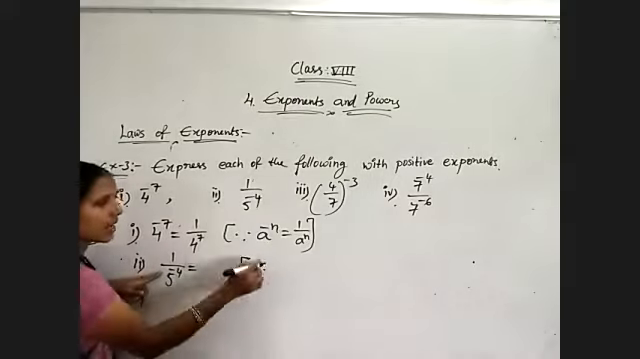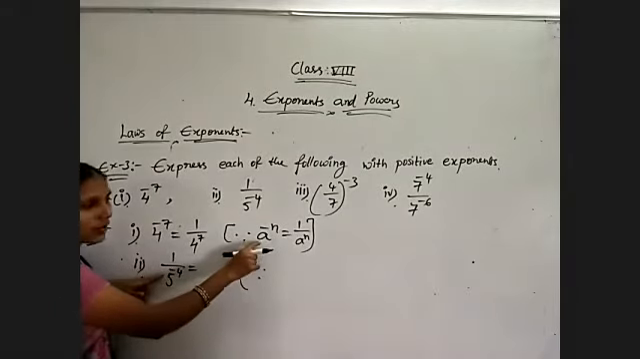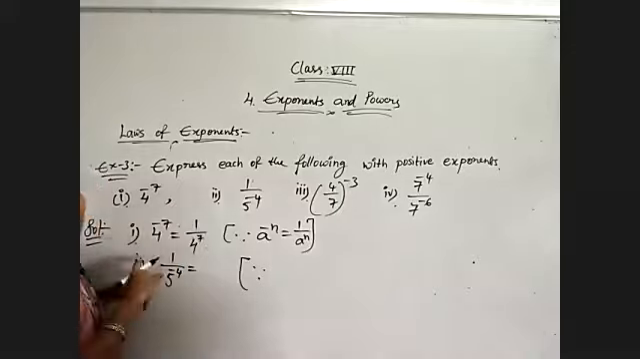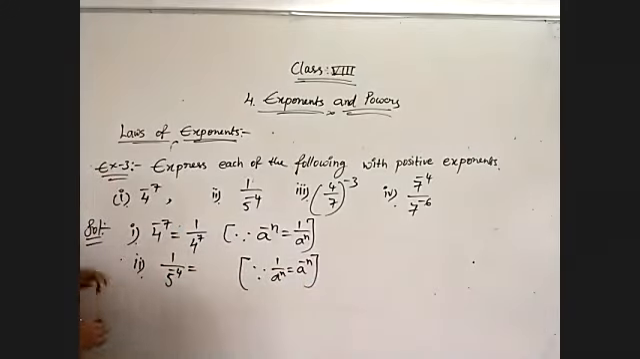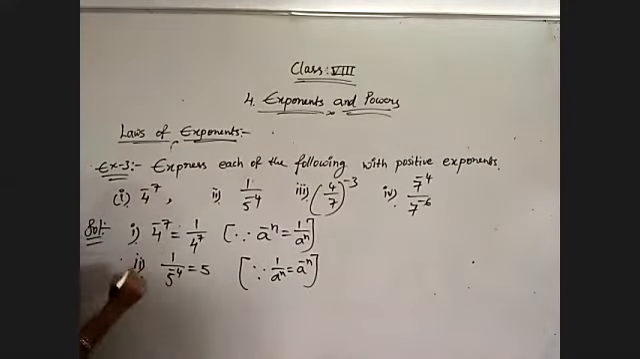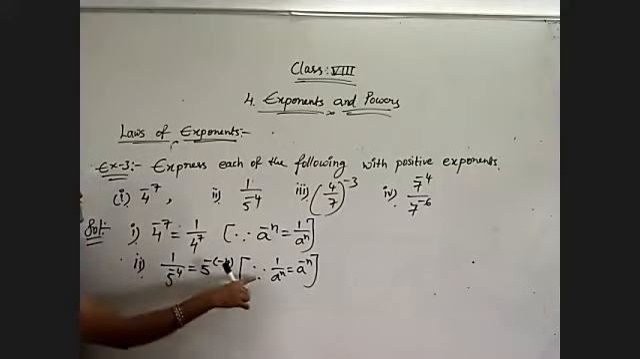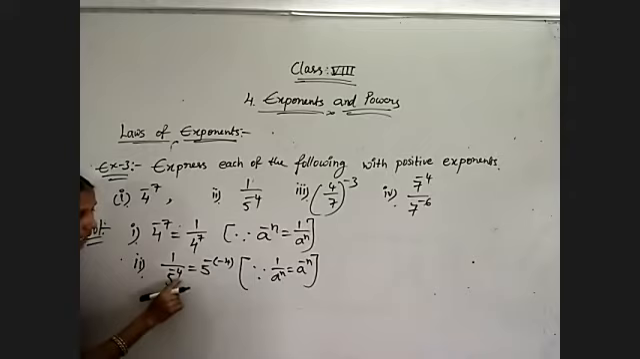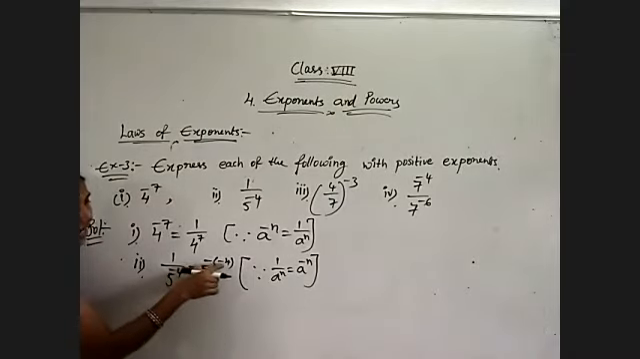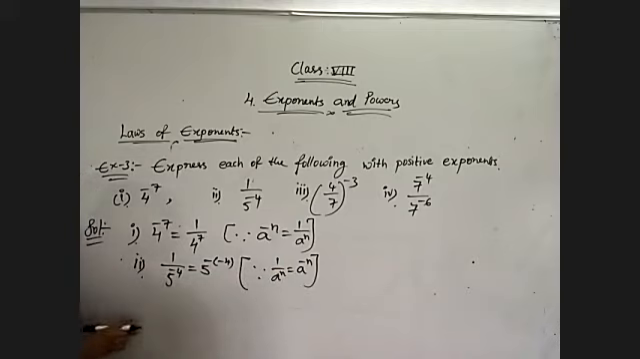See, same property, but left to right is not given. Now, right side to left we must do. That is 1 by a power n is equal to a to the power of minus n. So that means a to the power of minus 4. Here a is 5, n is minus 4. Compare this left side, 1 in the numerator, a is 5, n value is minus 4. So right side, a to the power of minus n. A value we have 5, 5 to the power of minus 4. n is equal to minus 4. Just observe, that is nothing but 5 to the power of minus into minus will become plus.